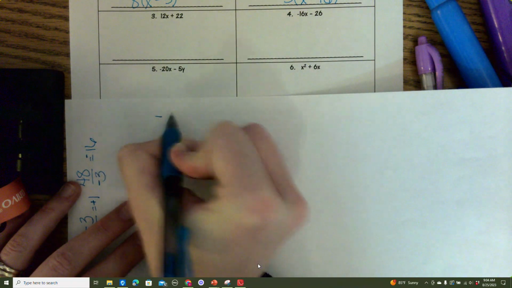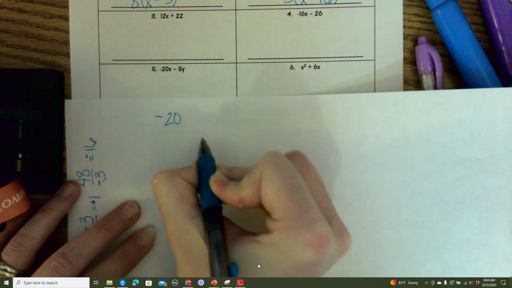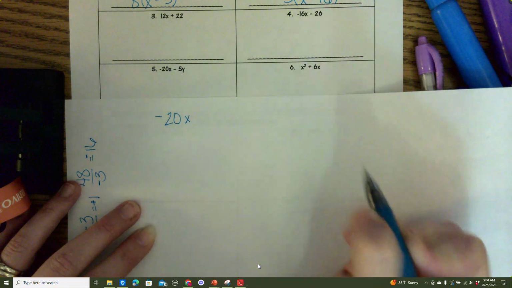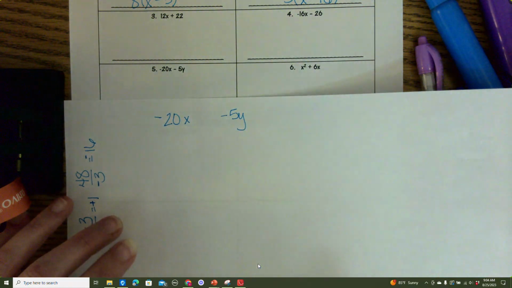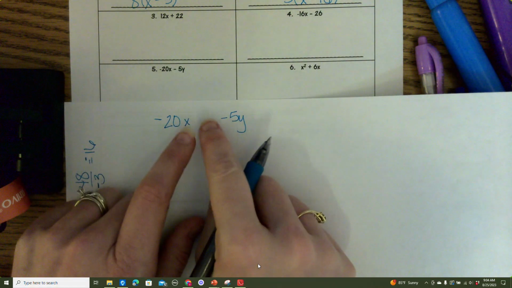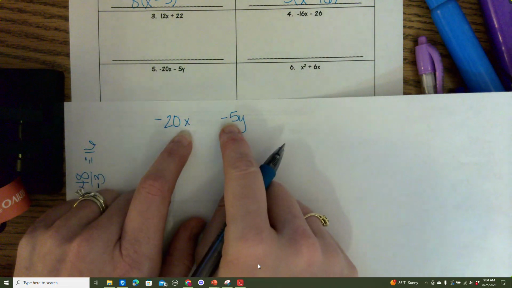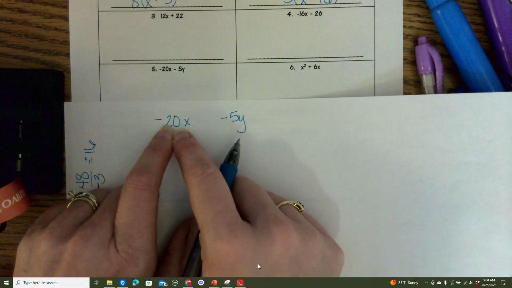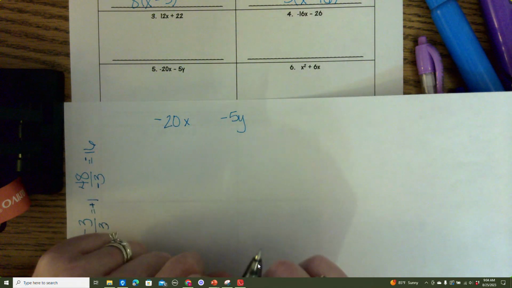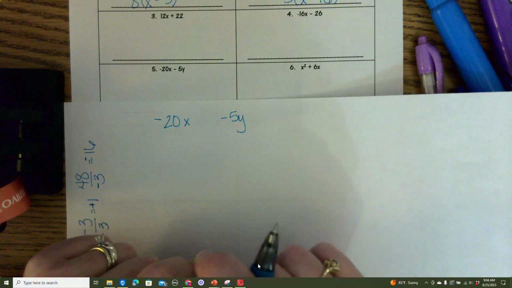So now I've got 2 letters. I've got a negative 20, and I'm going to keep the letter with it this time, and a negative 5y. So sometimes you have to look and go, okay, what number can I divide into both 20 and 5?